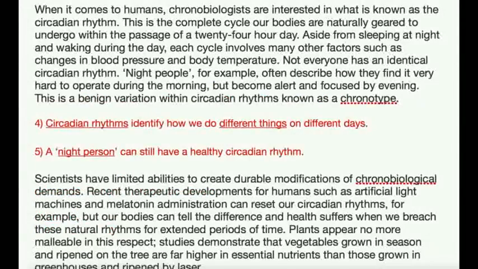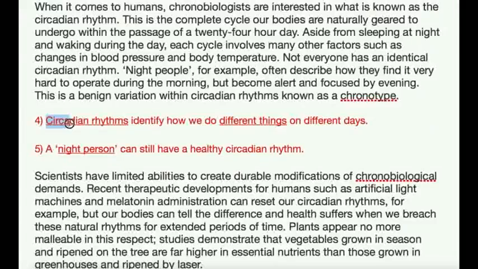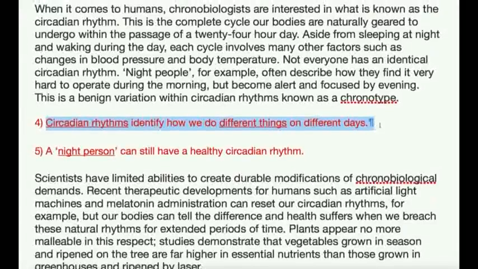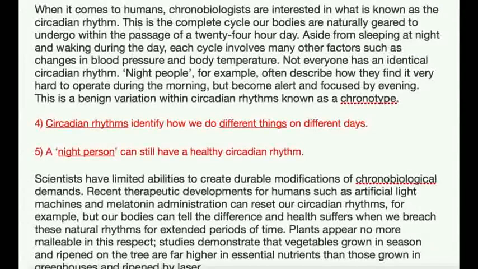Now we'll look at question 4. Circadian rhythms identify how we do different things on different days. Now the answer to this is again giving a definition of circadian rhythms, and we can see the definition is here. This is a complete cycle our bodies are naturally geared to undergo within the passage of a 24-hour day. So that is the answer to this question.